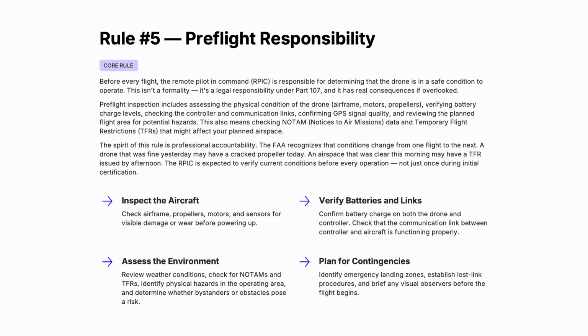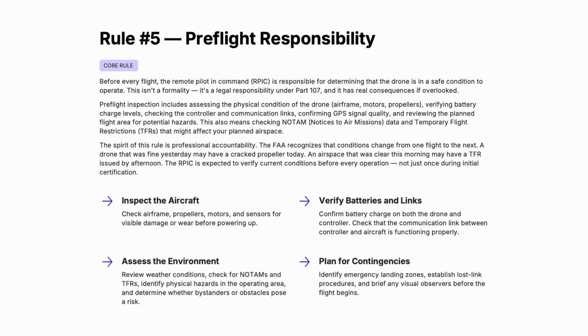Rule number 5, pre-flight responsibility. Before every single flight, the remote pilot in command, the RPIC, is responsible for confirming the drone is in safe condition to fly. This is not a box checking formality, it is a legal responsibility, and skipping it has real consequences. A proper pre-flight covers the physical condition of the aircraft, airframe, motors, propellers, battery charge levels, the controller and communication link, GPS signal quality, and a review of the flight area for hazards.